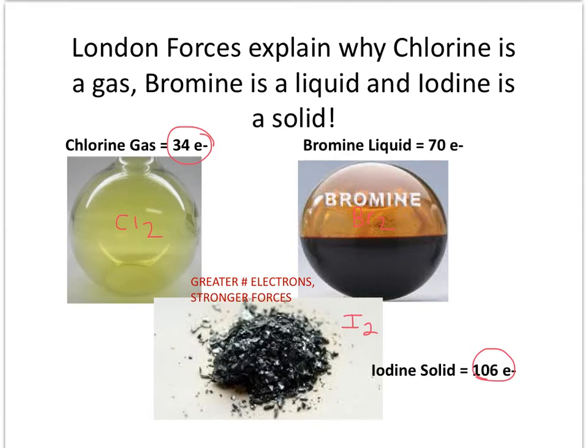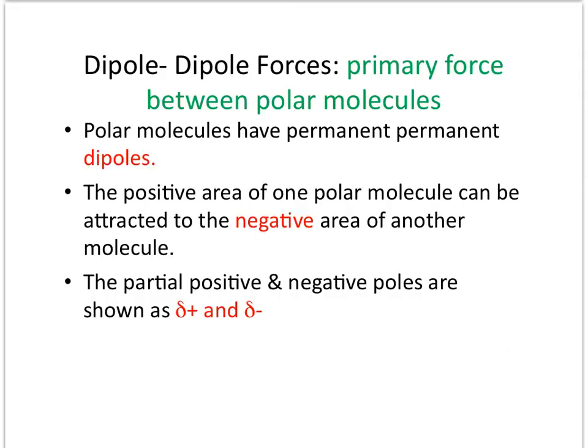Of course, bromine is intermediate in the number of electrons, so it has intermediate forces, and that's why it's in a liquid state. So the greater number of electrons, the stronger the forces. Dipole-dipole forces are the primary force between polar molecules. Polar molecules already have permanent dipoles. They have permanent partial positive and partial negative charges on their atoms due to the electronegativity difference between them.